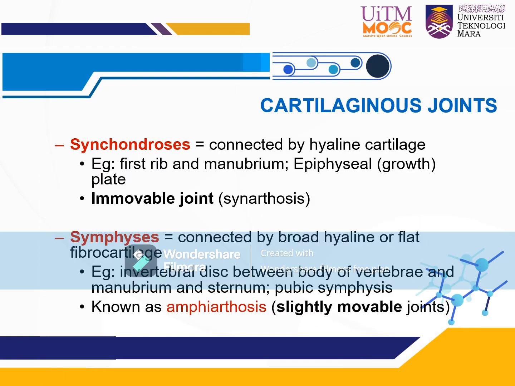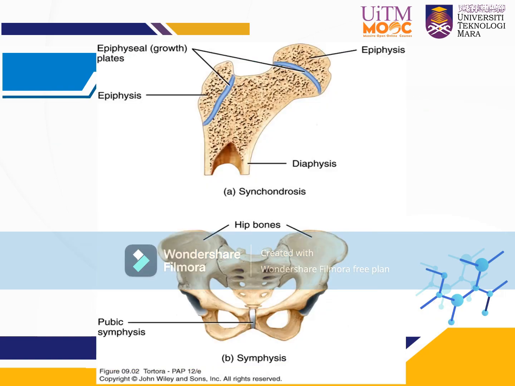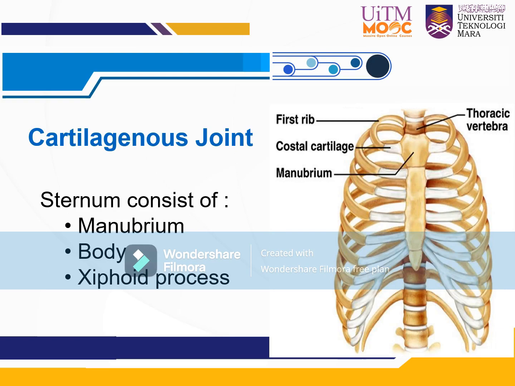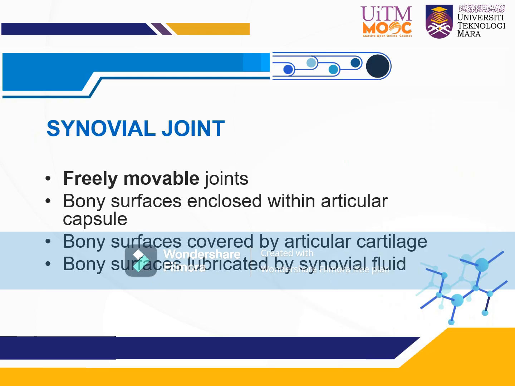The other structural joint is the cartilaginous joint. This type of joint can be divided into two, such as synchondroses and symphysis. Synchondroses is connected by hyaline cartilage. Examples of the synchondroses are the first rib and manubrium, and epiphyseal plate. While the symphysis is connected by broad hyaline or flat fibrocartilage such as in vertebral disc between body of vertebrae and manubrium and sternum.